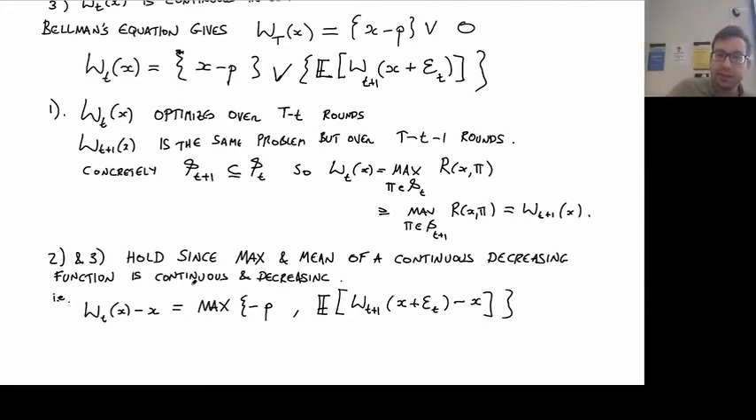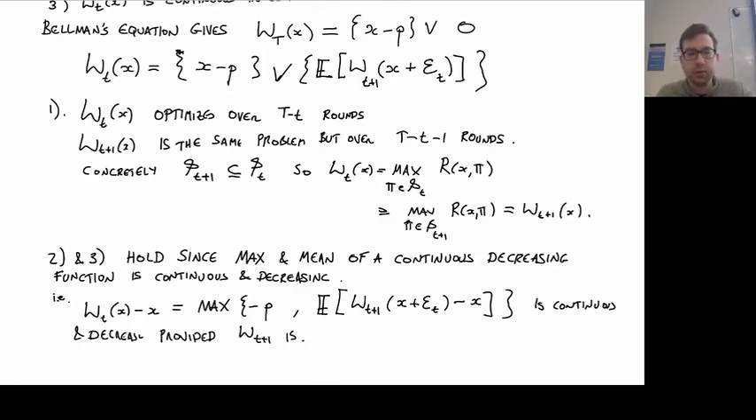so i.e. this is continuous and decreasing provided W_{t+1} is, well, let me be a bit more precise there. W_t of x plus epsilon of t minus x is. Okay? Right.